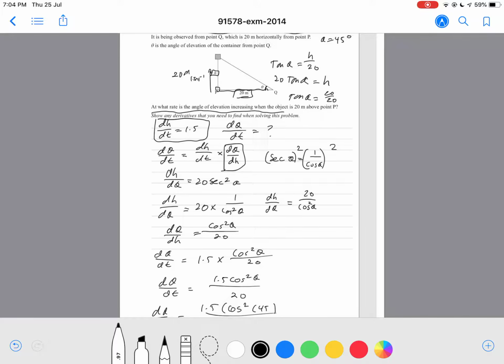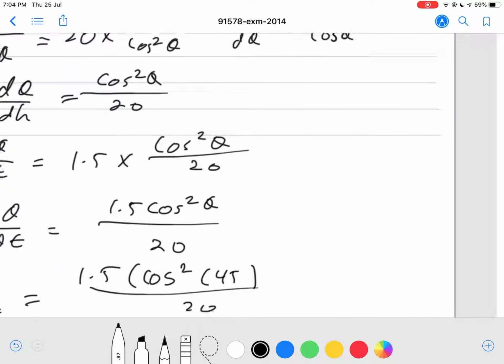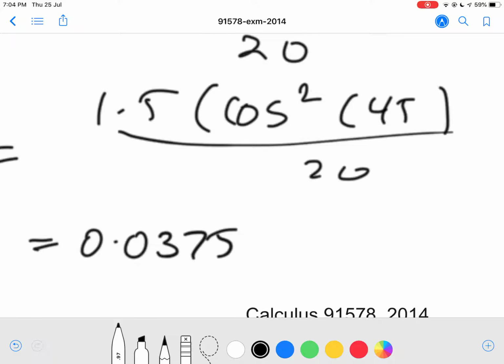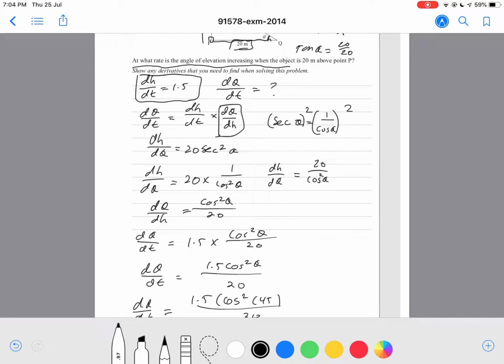So when you're trying to find the unit, read the question one more time. At what rate is the angle of elevation increasing? Rate refers to over time, and angle of elevation refers to degrees. So therefore, you're going to say that the rate of change is 0.0375 degrees per second. And that is your final answer there.